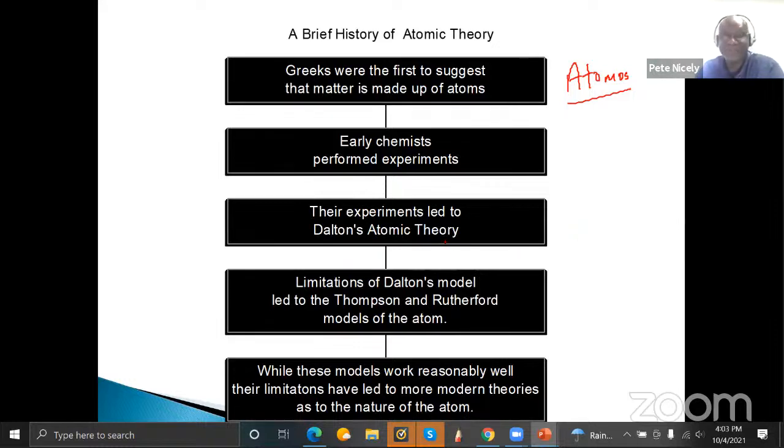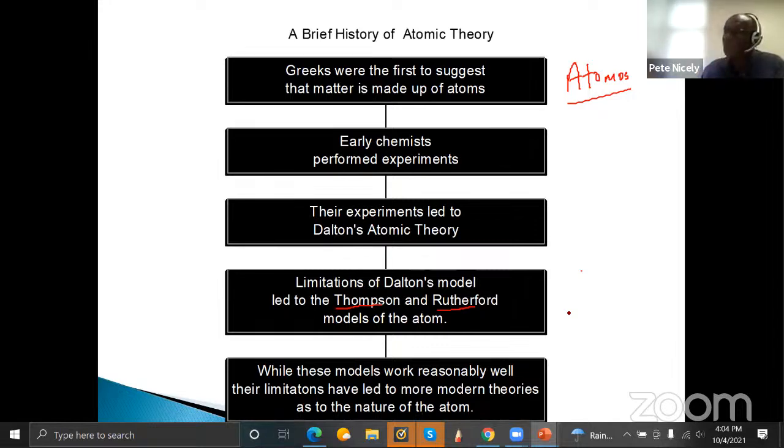Then limitations to Dalton's model were found, and that led to experiments done by these two guys, Thomson and Rutherford, and they came up with different models of the atom. And even after that, there were some issues with those theories as well. So other people did more theoretical work, and that led to the current understanding of the nature of the atom.